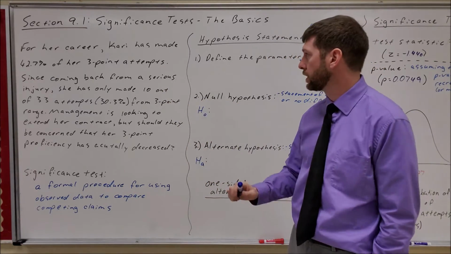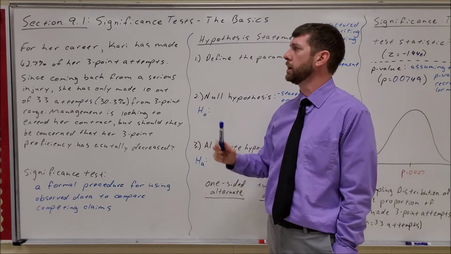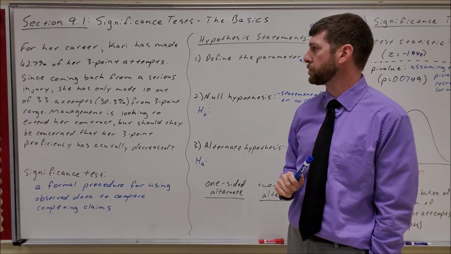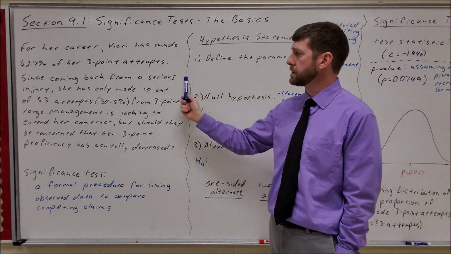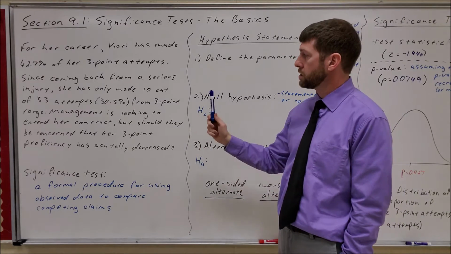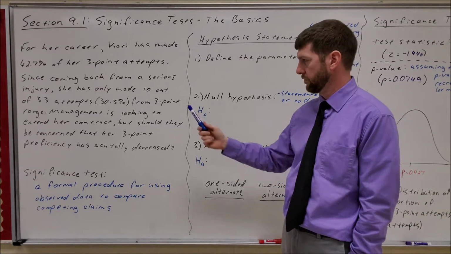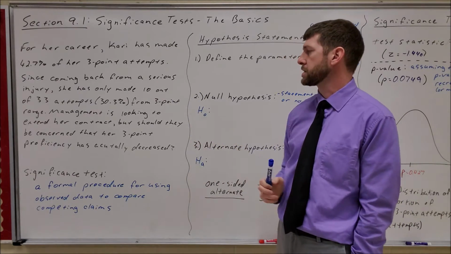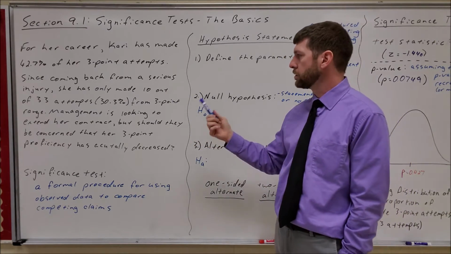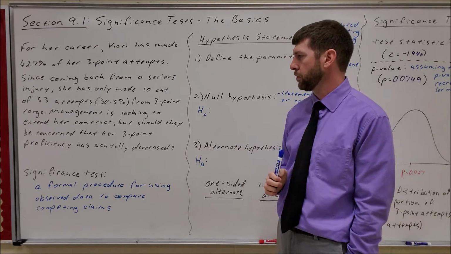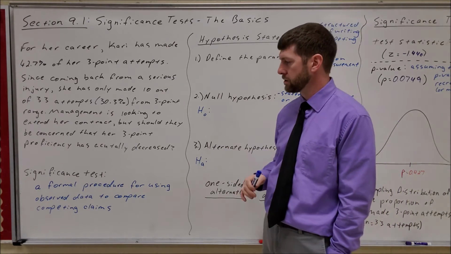So here's our problem for today. For her career, Carrie has made 42.7% of her three-point attempts. Since coming back from a serious injury, she has only made 10 out of 33 attempts, which is 30.3% from three-point range. Management's looking to extend her contract, but should they be concerned that her three-point proficiency has actually decreased?